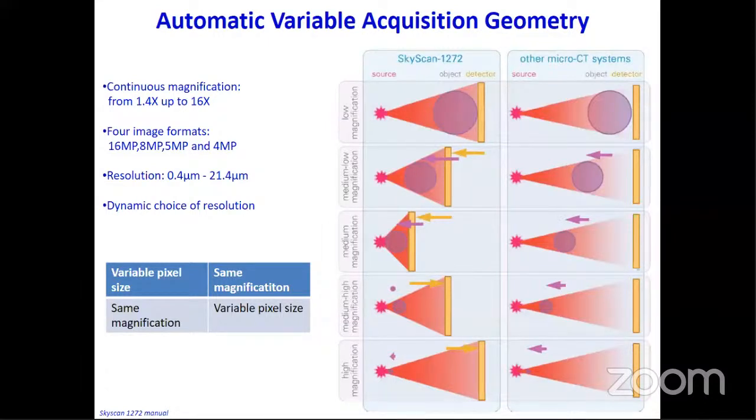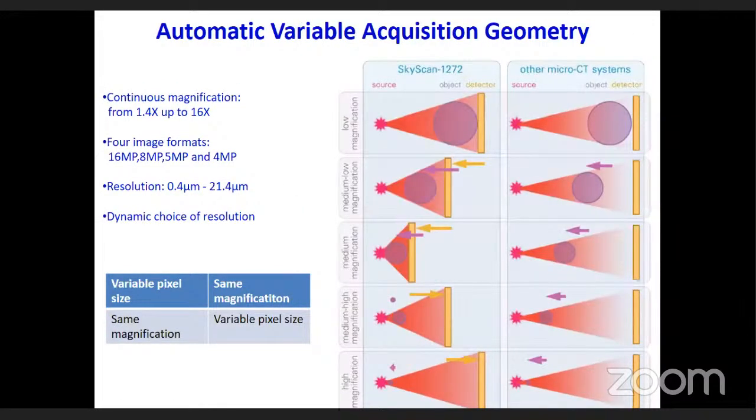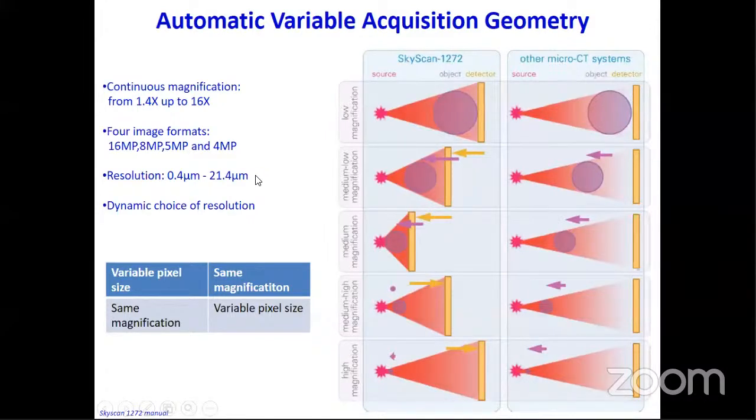Which means the object, which in other scanning systems is moving, is actually stationary in our setup, whereas the source and the detector are constantly adjusting their positions in order to achieve the desired magnification. So what is the resolution that we can achieve here? The pixel size in the microCT scanner can go down to 0.4 microns, which is the factory limit, and it can go up to 21.4 microns at the lowest magnification.